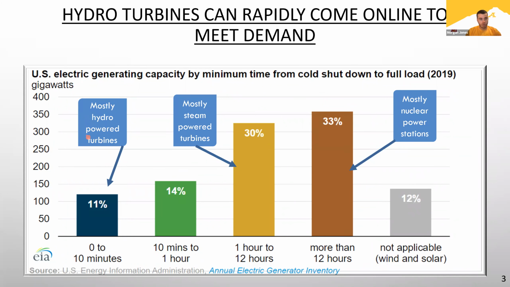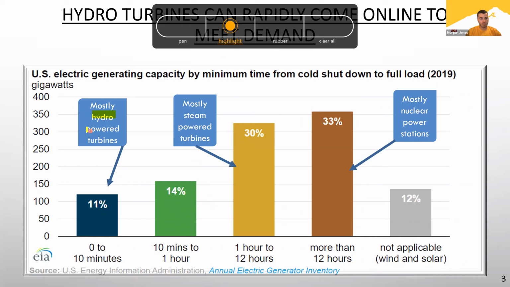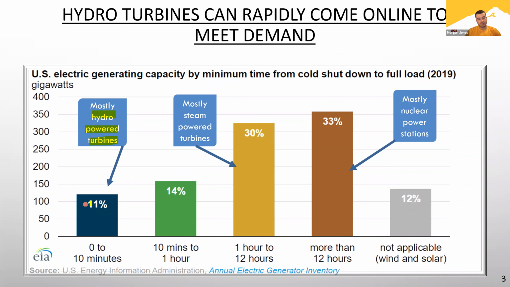So the Hoover Dam is a hydropower turbine. These turbines just make up 11% of the electrical power generated by America, but they have a special property that they're able to turn on in just 0 to 10 minutes. Traditional steam power turbines make up a larger percentage of the energy generated in America, but they take longer to turn on, 1 to 12 hours. And nuclear plants take even longer to turn on.